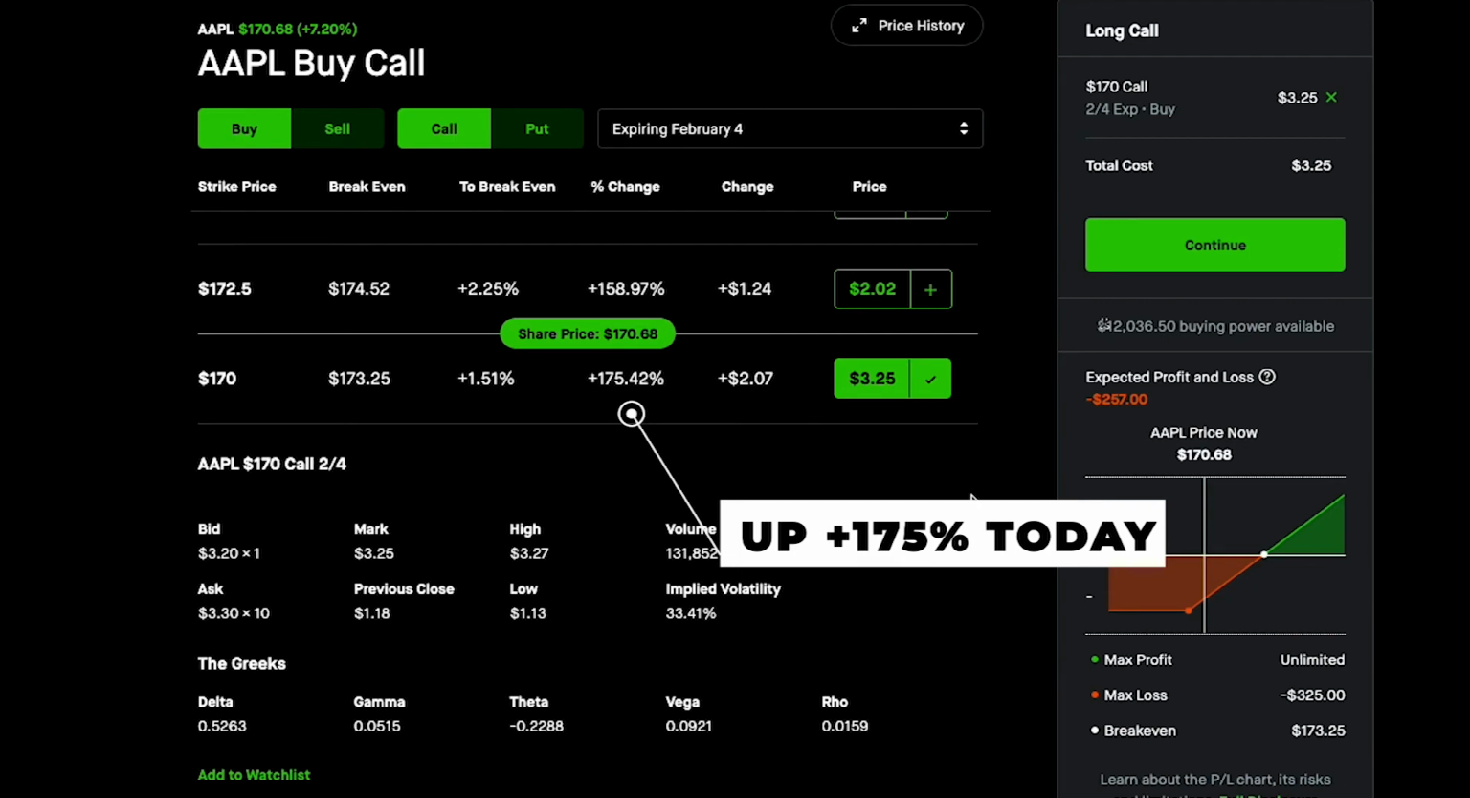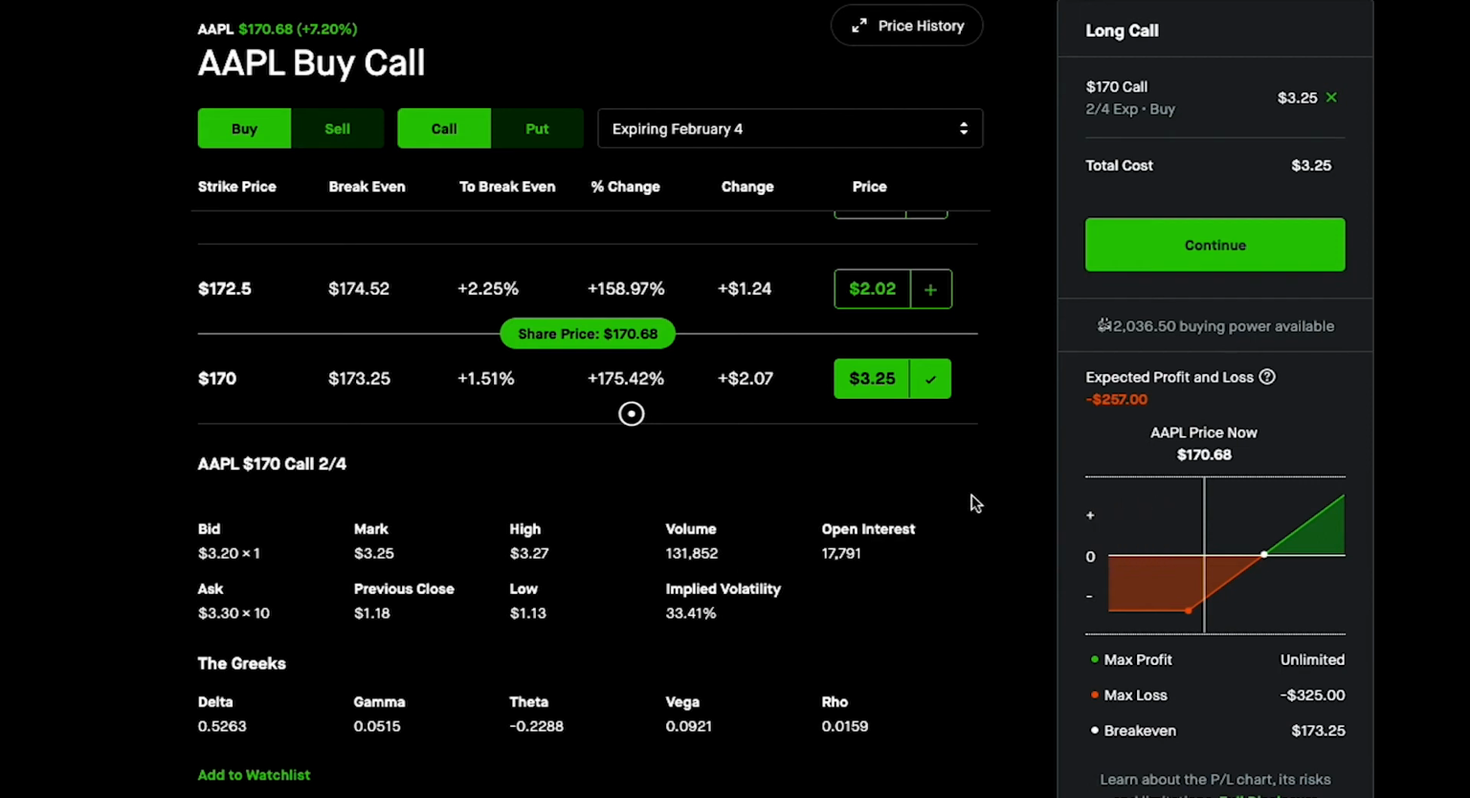So this contract has gained 175.42% today. In other words, this contract has gained $207 in value. This means that this contract was worth $118 yesterday, but it's worth $207 today. So imagine you bought 10 contracts yesterday for $1.18 and sold them for $3.25. That's $2,070 of profit in a single day.